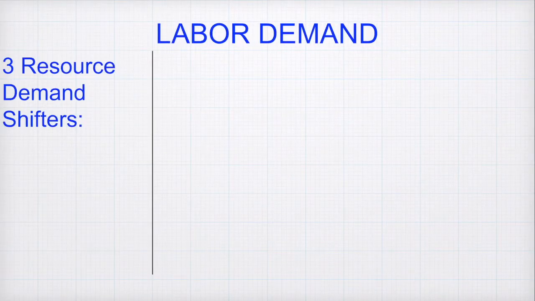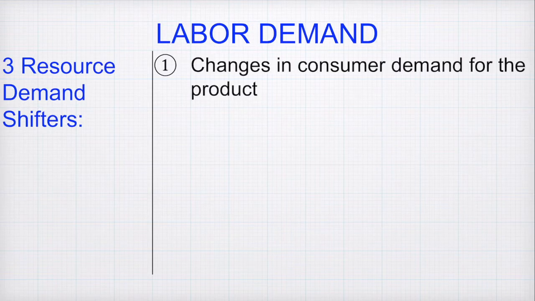All right, so labor demand then, which is again MRP, can shift. Generally speaking, there's 3 shifters. Again, changes in consumer demand for the product. So again, if fewer consumers want the product, there's going to be less labor demand.